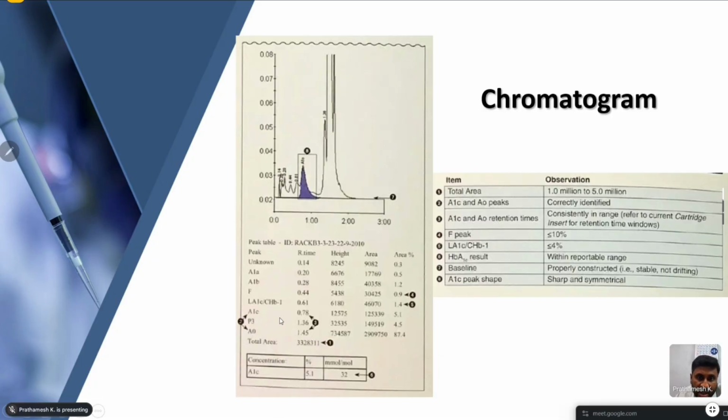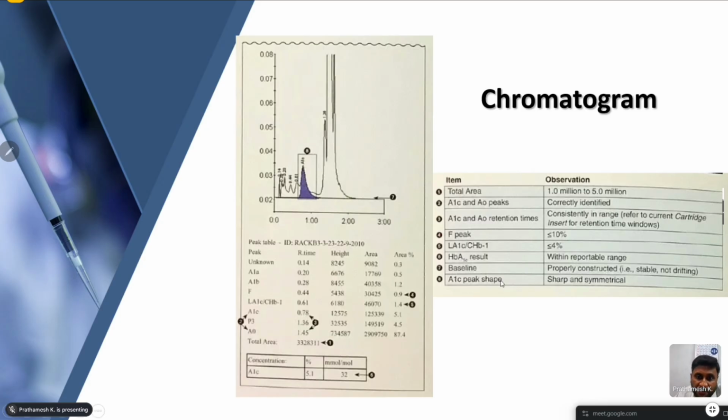See, A1C: you will see retention time 0.78, so that is your A1C peak, which is shown in violet or purple color. And this big peak that you see is A0, the adult hemoglobin. Okay. So the A1C and A0 peaks should be correctly identified. Retention times of the A1C and A0 peaks should be consistently in the range as defined by the manufacturer.